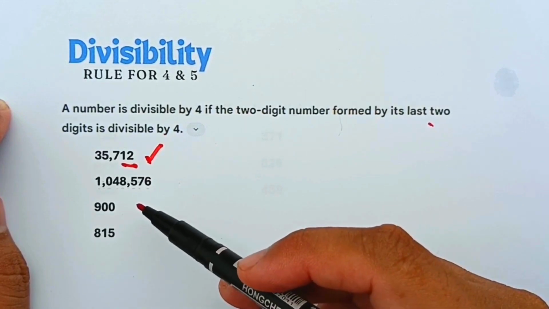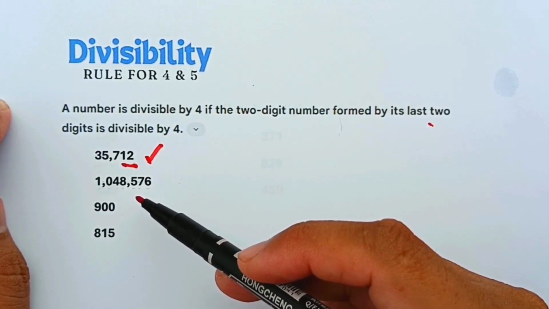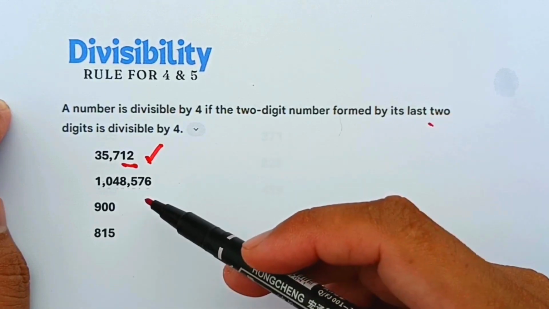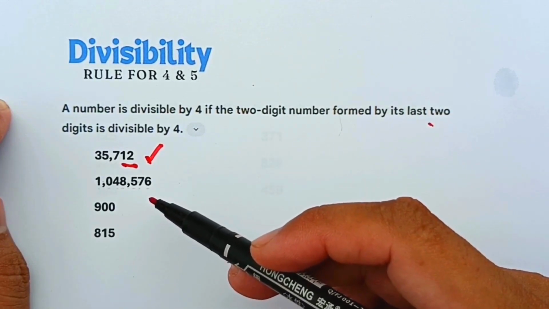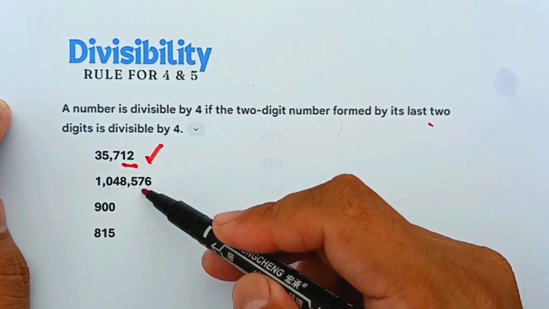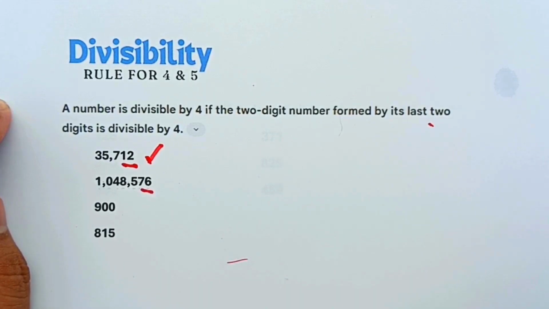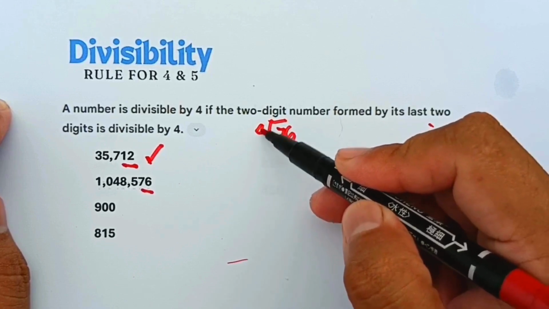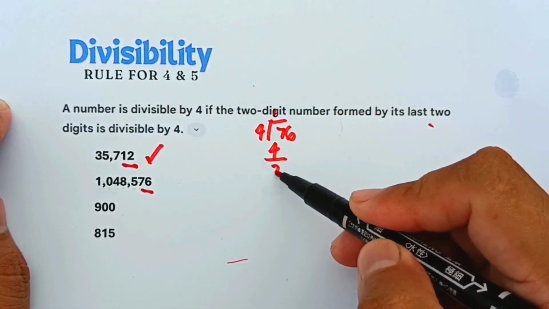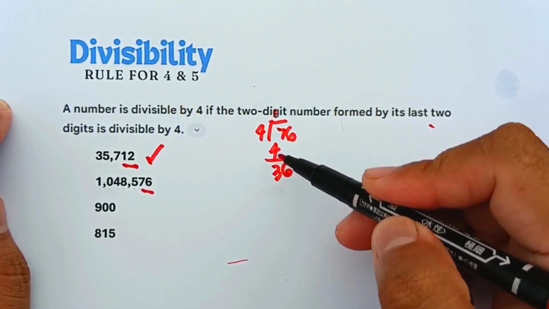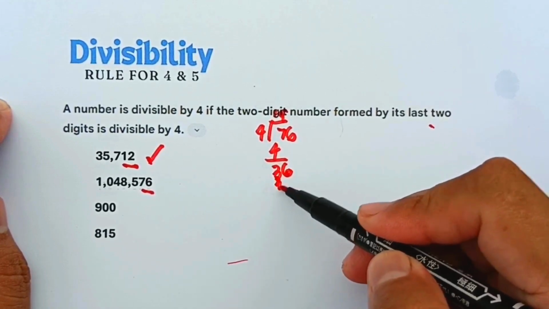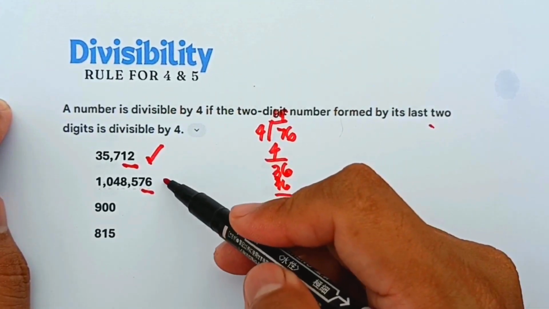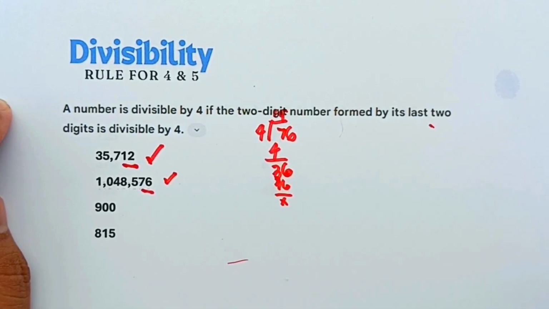Now for the second number, we have 1,048,576. For us to be able to tell whether this number is divisible by 4, look at the last two digits, 76. Is 76 exactly divisible by 4? So let's find out. 76 divided by 4, this is 1, 4, remainder of 3, bring down 6. 36 divided by 4 is 9. So 76 divided by 4 is 19. So this is also exactly divisible by 4.